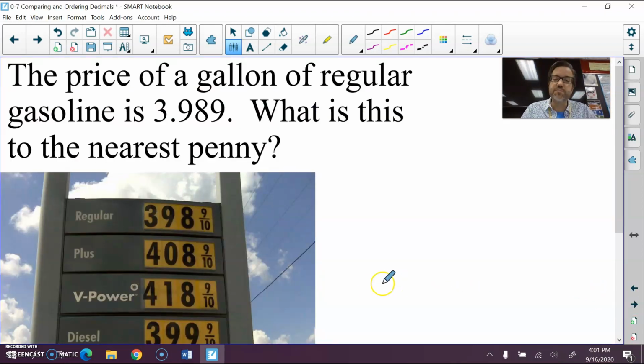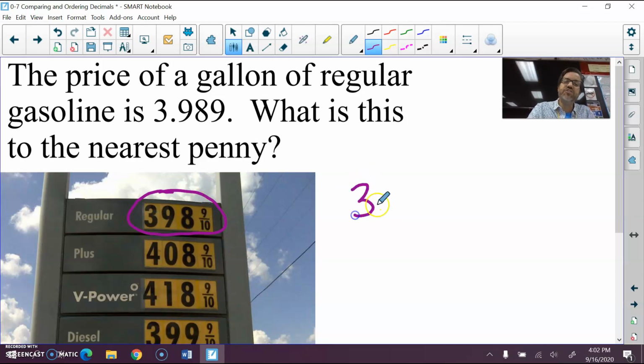Okay, so this might look familiar to you from yesterday, but here's that same sign showing prices at the gas station. And it says the price of a gallon of regular gasoline is 3.989. And it's kind of weird because we don't think of money as showing more than two places past the decimal point. And actually, if you look at the sign here, you can see it's kind of a little game that they like to play to make the gas prices look lower than they really are. It looks like it's $3.98, but then they have this extra 9/10 after that. And what they're really doing is they're showing the thousandths place here.